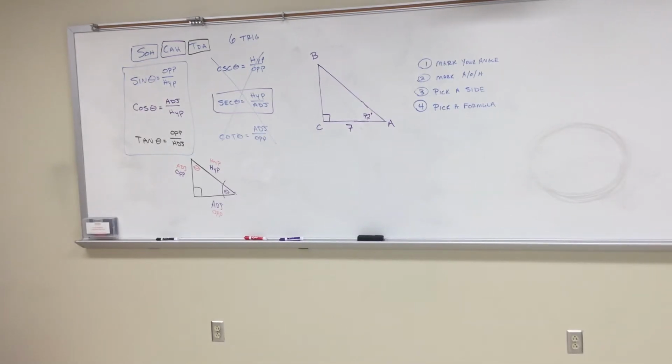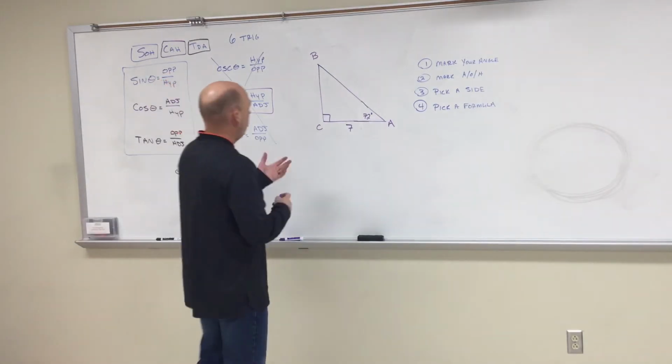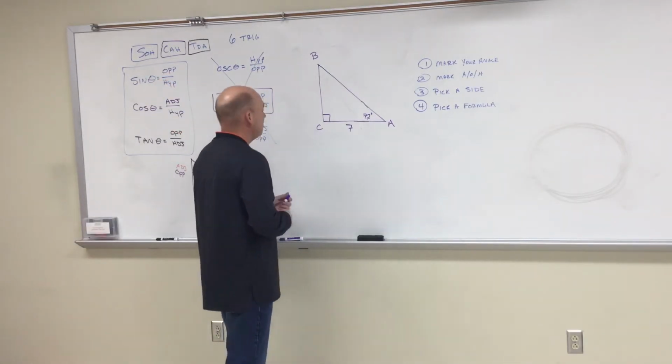All right, so now what we're going to do is solve a right triangle. So we're going to find all the missing parts. That's what solving a right triangle means. If I look at this, it has many missing parts.